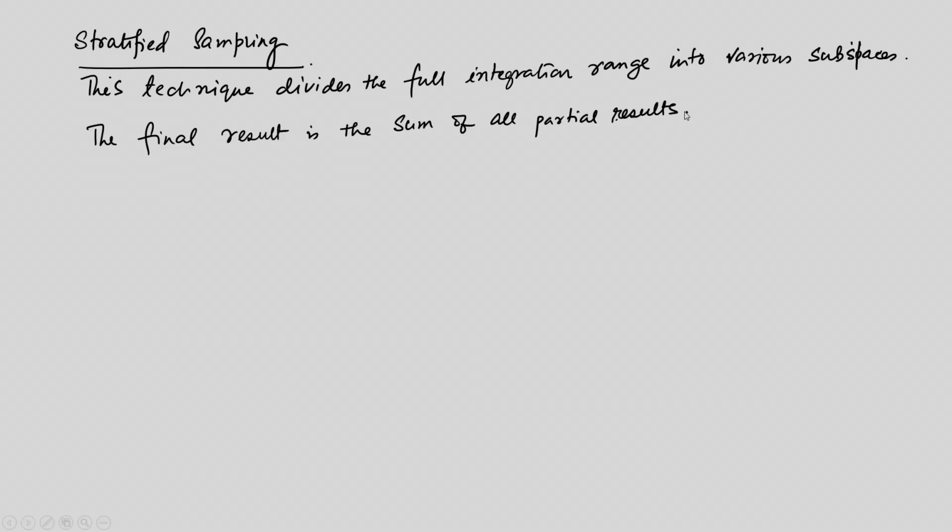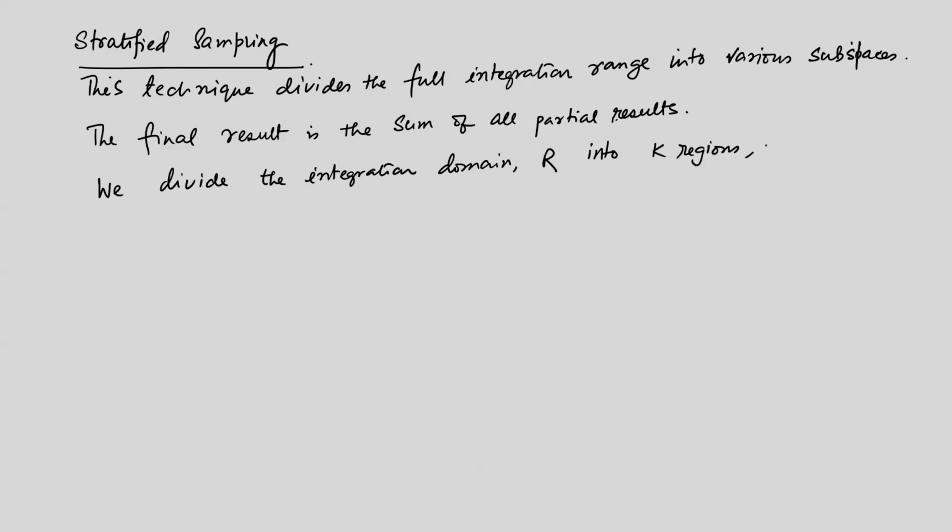Okay. So, how this works is that we divide the integration domain, let us call it R, into say k regions. Namely, let us call them R_i, where i runs from 1 to k.